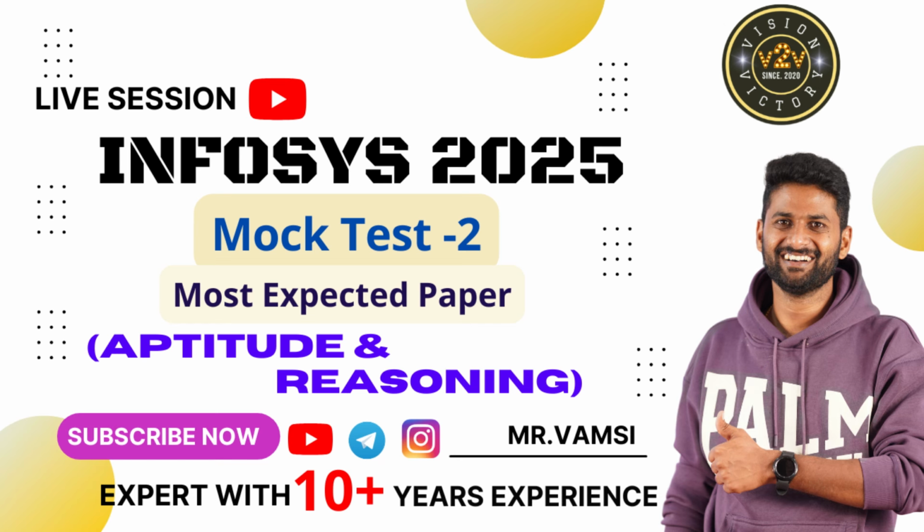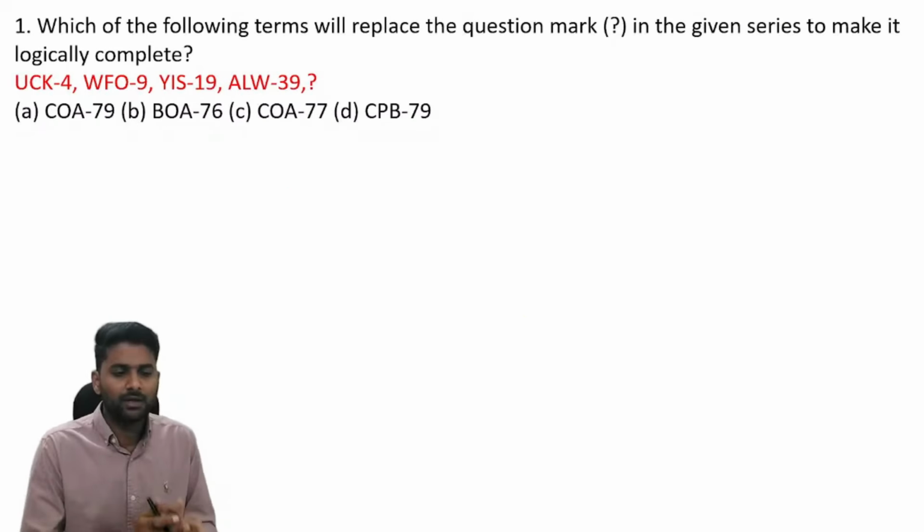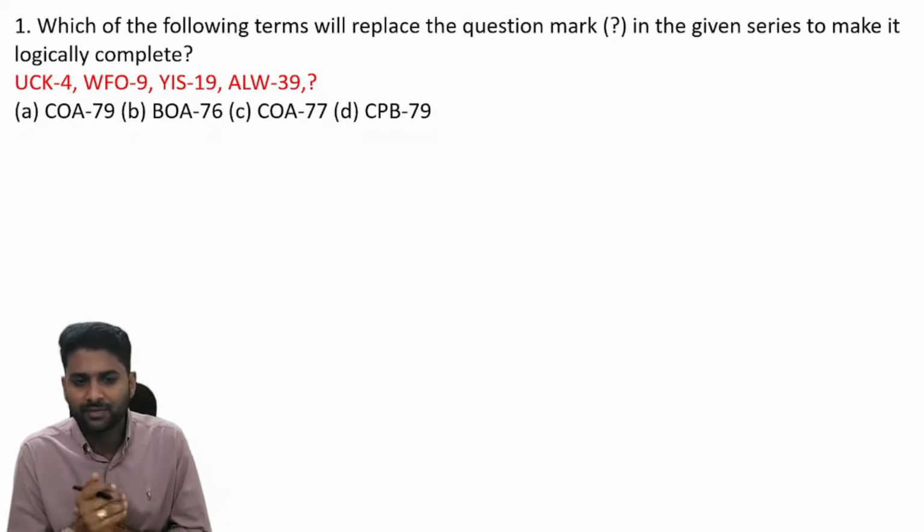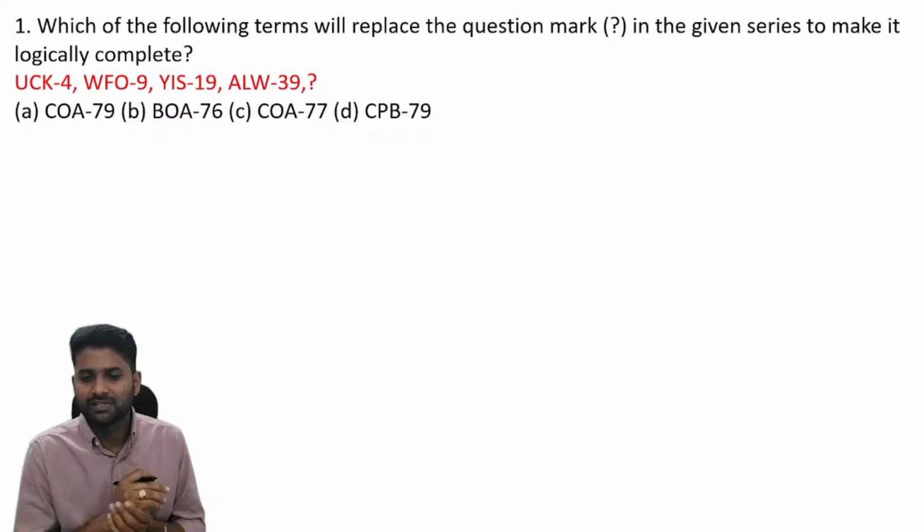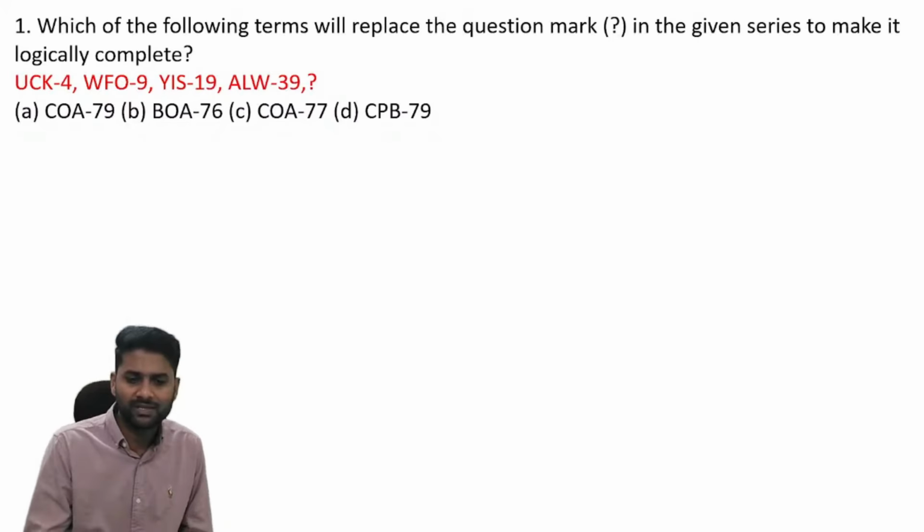So without any delay, let's start the session. Just go through this information from the series concept. Now here is the question: which of the following terms will replace the question mark to make the given series logically complete? The given series has alphabets along with numbers. So which one should replace the question mark?